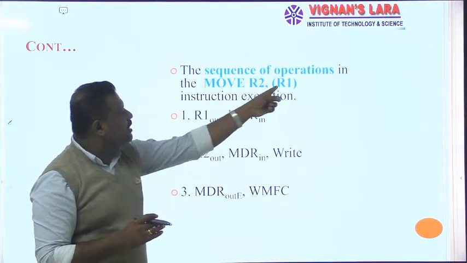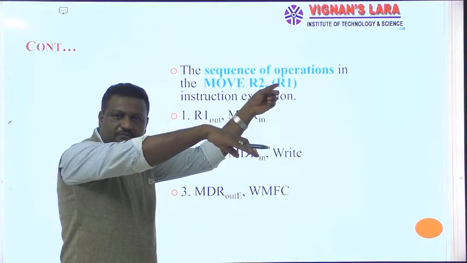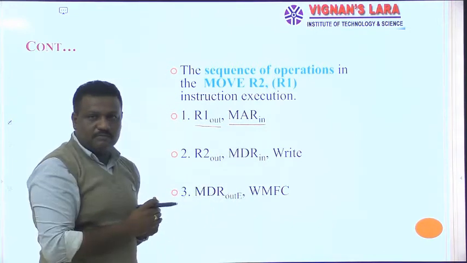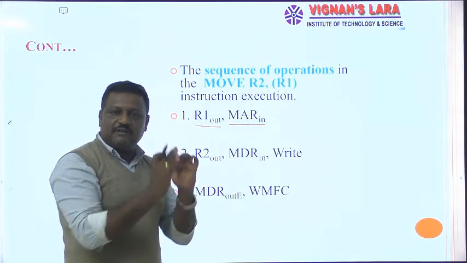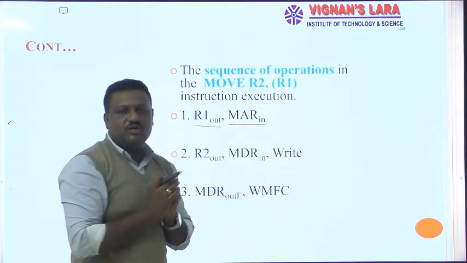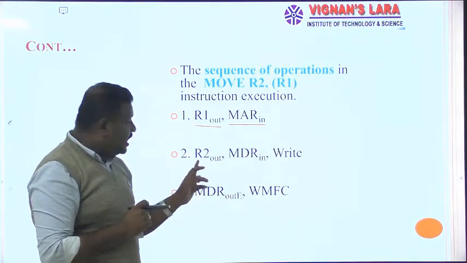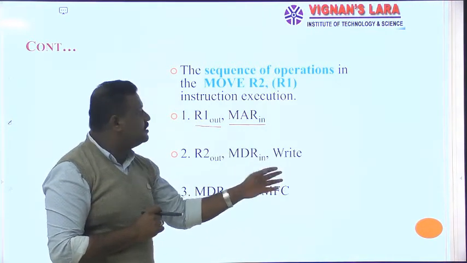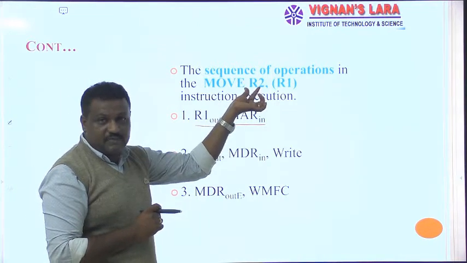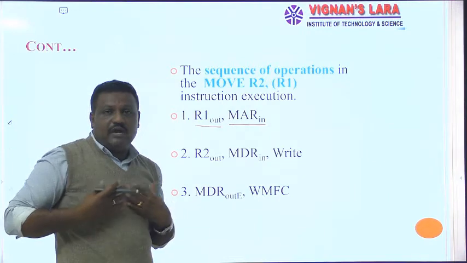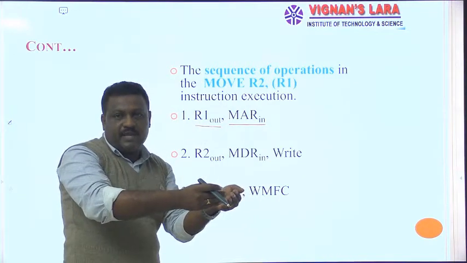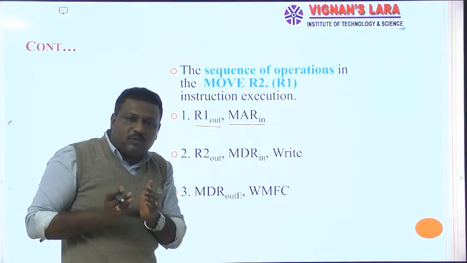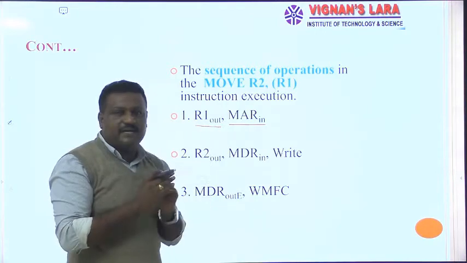What is my first step? The R1 address must be placed onto MAR. For that, R1 out is activated. At the same time, MAR in is activated. Once MAR in is activated, the R1 value is copied onto MAR. From there, it is placed onto the address bus. What is the second step? R2 out, MDR in, write. R2 out means I am activating this. Whatever value I have in register R2, I must send that data to MDR. Because the meaning of this instruction is to transfer the content of CPU register R2 to the memory location whose address is specified by R1.